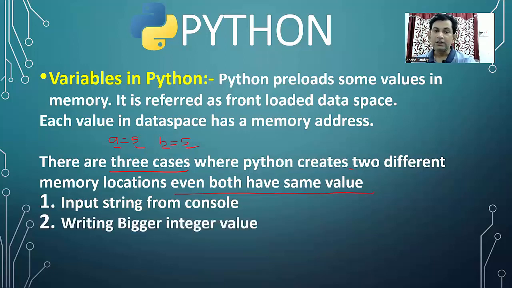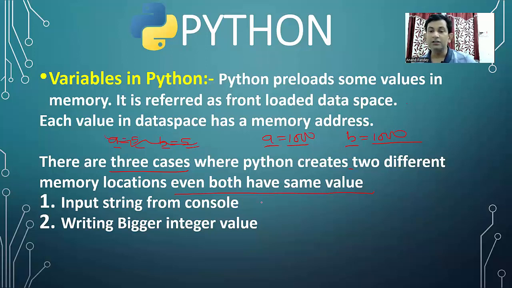Second situation is writing a bigger integer. Bigger integer means if you are taking an integer value more than 999. Consider I am taking a equal to 1000, which is more than 999, and b equal to 1000. Here they are more than 999, so even though their values are the same, they will have different memory locations. Two different objects will be created, and they will point to different memory locations.